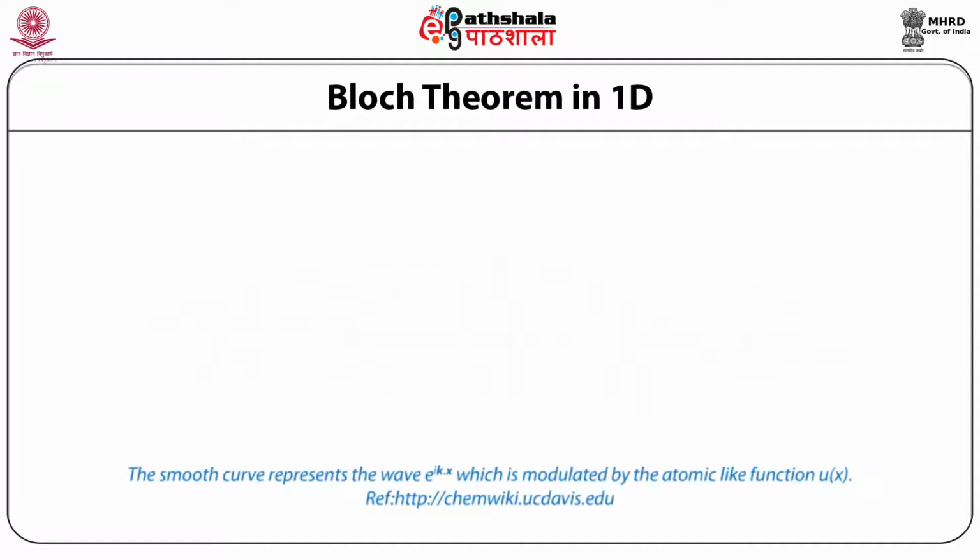This is a very nice figure, and as you can see from here, this basically tells you what exactly a Bloch function is. A Bloch function is a wave. The smooth curve represents the wave e^(ik·x), which is modulated by the atomic wave functions u(x). So we have two waves here, one which is the traveling wave e^(ikx), and the other is the atomic wave function u(x).